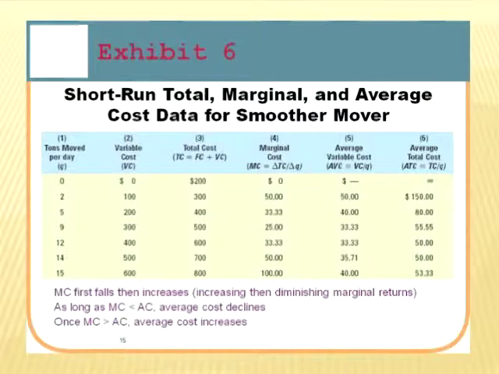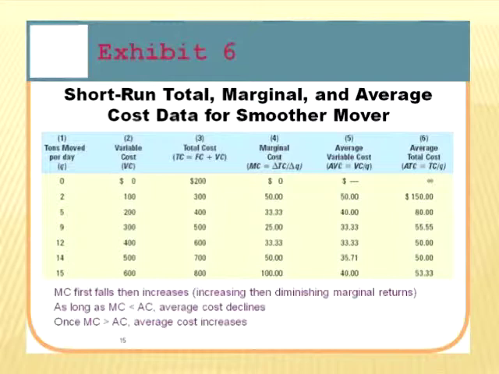In column 5 here, we've calculated the average variable cost, which means that we've taken the total variable cost, the number in column 2, and divided it by the quantity of output. So for the very first one, I've taken the total variable cost of 100, divided it by an output of 2, and so the average variable cost is $50. For the next entry, we've taken the 200, divided it by 5, and we've ended up with 40.